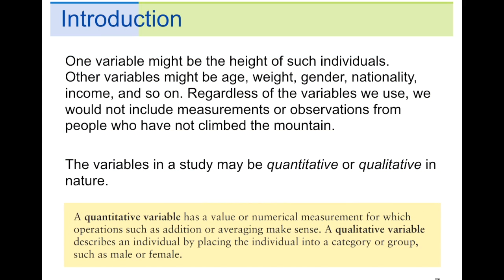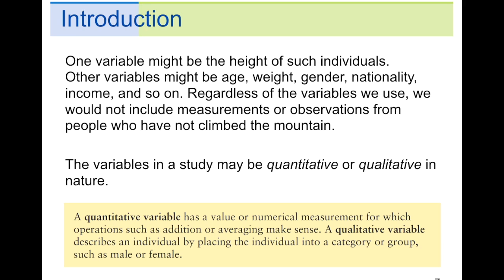Variable could be many things. It's what do we want to know about those people who have made it to the summit. So some examples might be age, weight, gender, nationality, income, and so on. It's whatever you want to study about these people that have made it to the summit. Regardless of the variables we use, we would not include measurements or observations from people that have not climbed the mountain. We only care about whatever it is about the people that have climbed Mount Everest and made it to the summit.